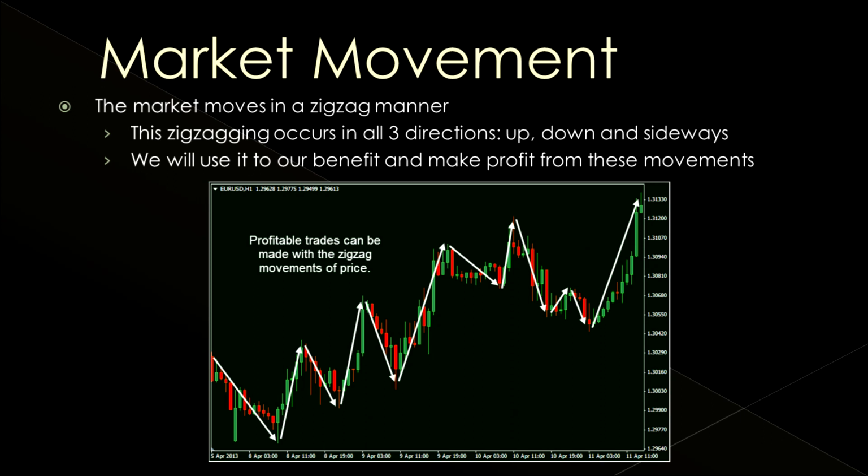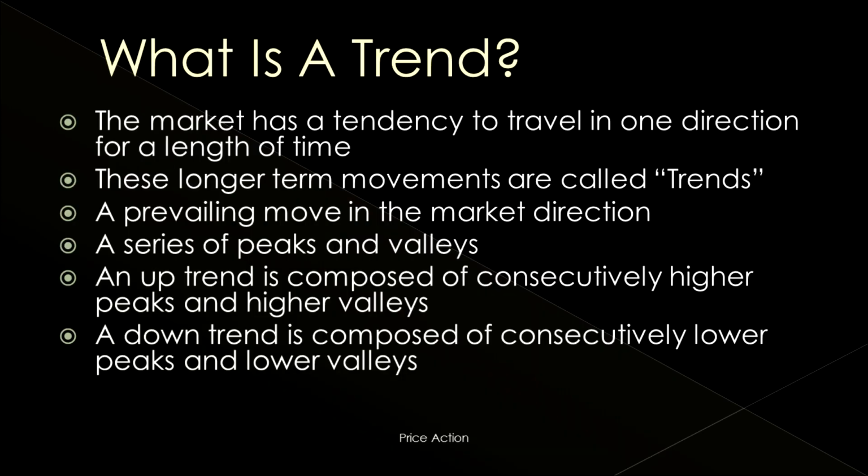Now, the zigzagging occurs in all three directions: up, down, and sideways. We will use it to our benefit and make profit from these movements, and the market has a tendency to travel in one direction for a length of time. These longer-term movements are called trends. A prevailing move in the market direction is a trend. It involves a series of peaks and valleys.